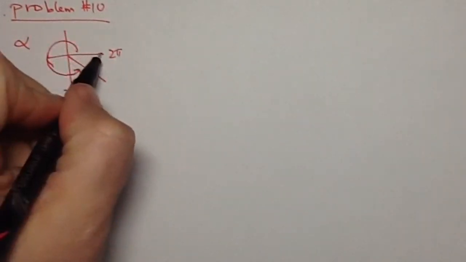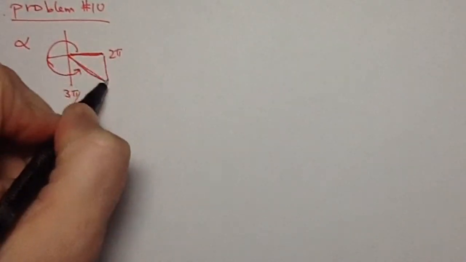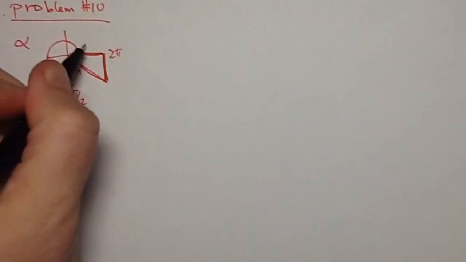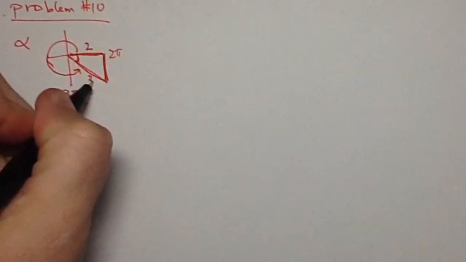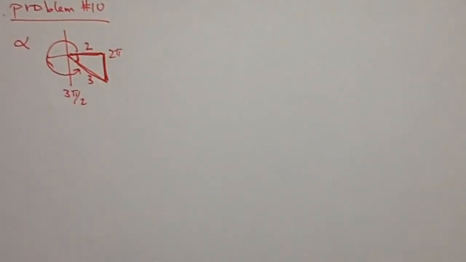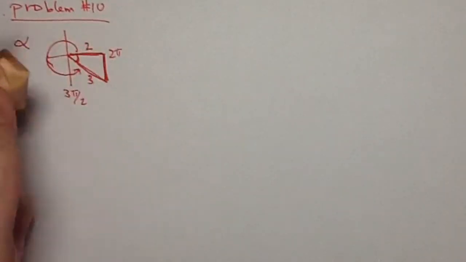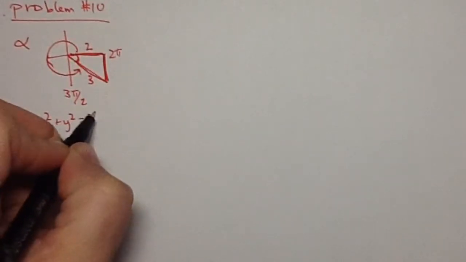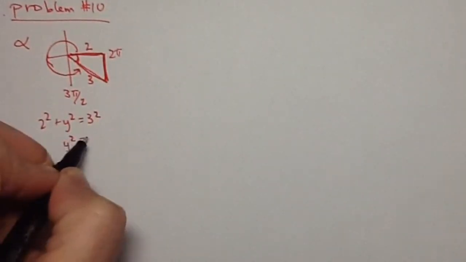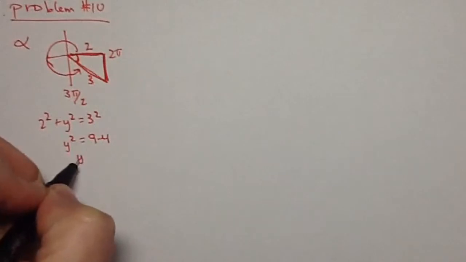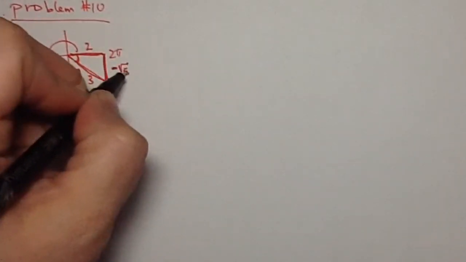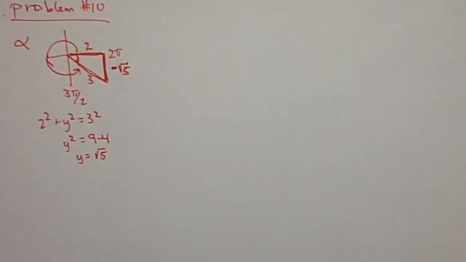So what that means is if we draw our triangle, the cosine of this is going to be 2 over 3. Now to find this leg we don't know, we're going to say 2 squared plus y squared is 3 squared. So then y squared equals 9 minus 4. So y is the square root of 5. So this is negative square root of 5 because we are in the fourth quadrant.